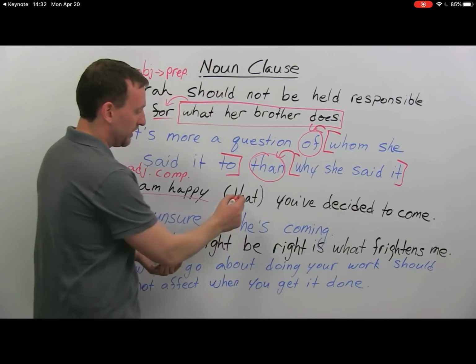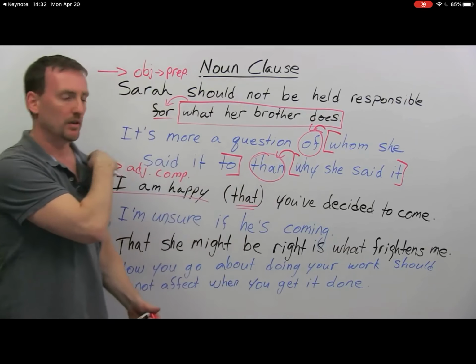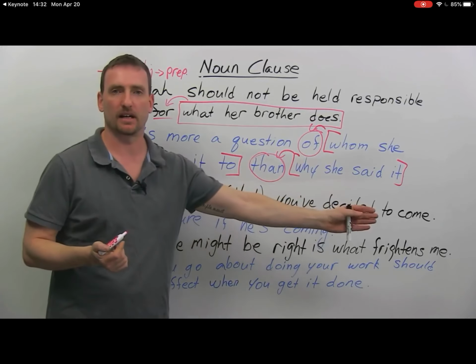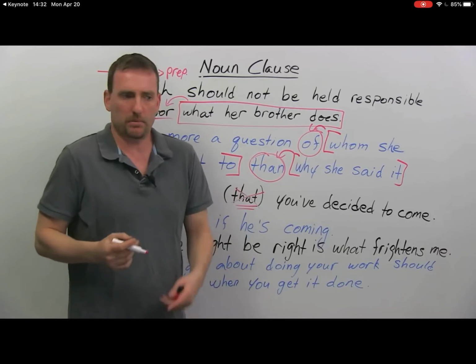So then I can add a noun clause with "that." Now you notice I put it between brackets. Why? Because I can take it out. I am happy that you've decided to come. I am happy, you've decided to come. Now, more often than not, people will take this out.